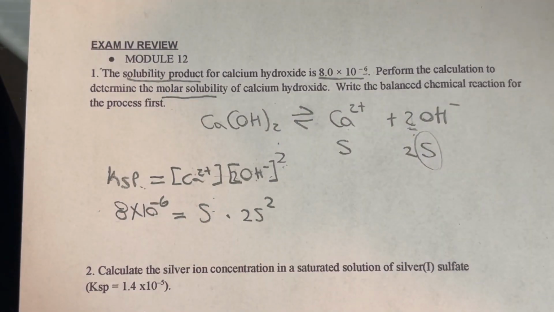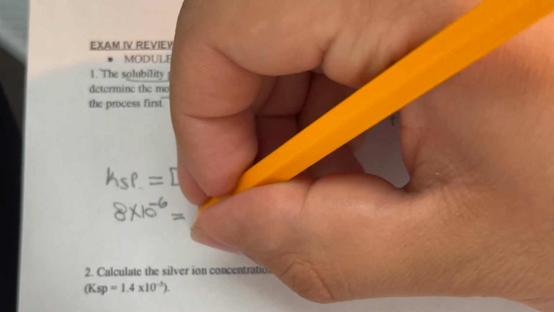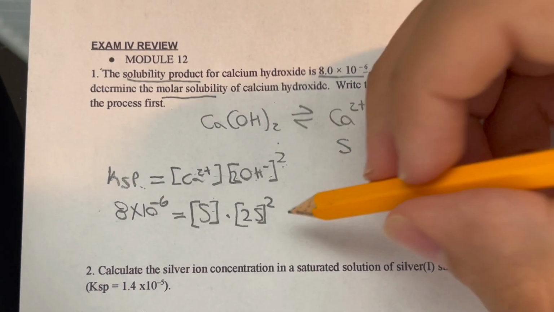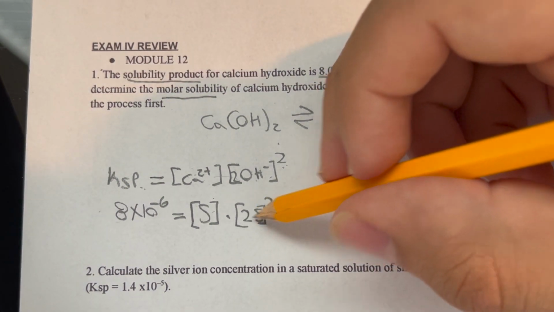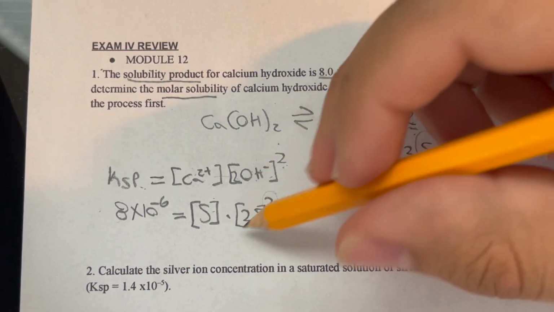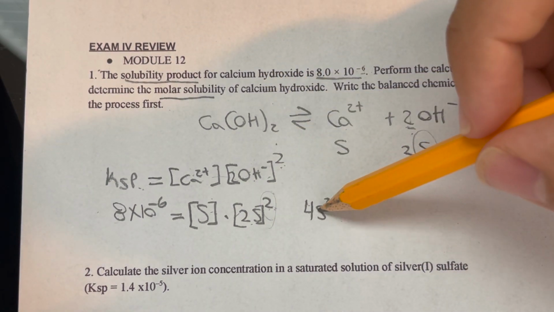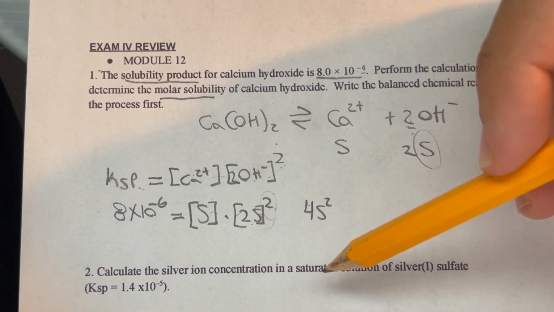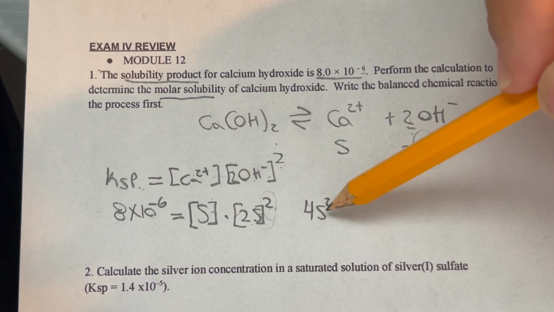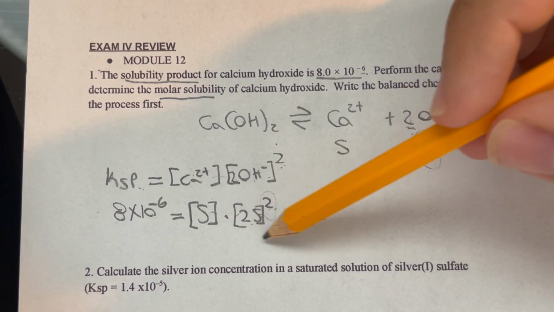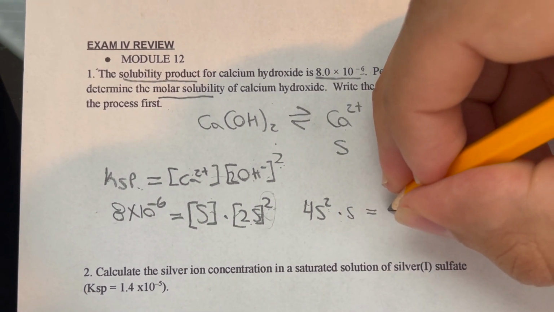2S squared. Now this exponent 2 is distributing to this whole thing, to the 2S. It's outside, so we have to distribute this square. Okay, so we have 4S squared. If we expand this, actually, now I'm going to take this S and multiply it by this, because we're basically doing this. So this times S becomes 4S cubed.